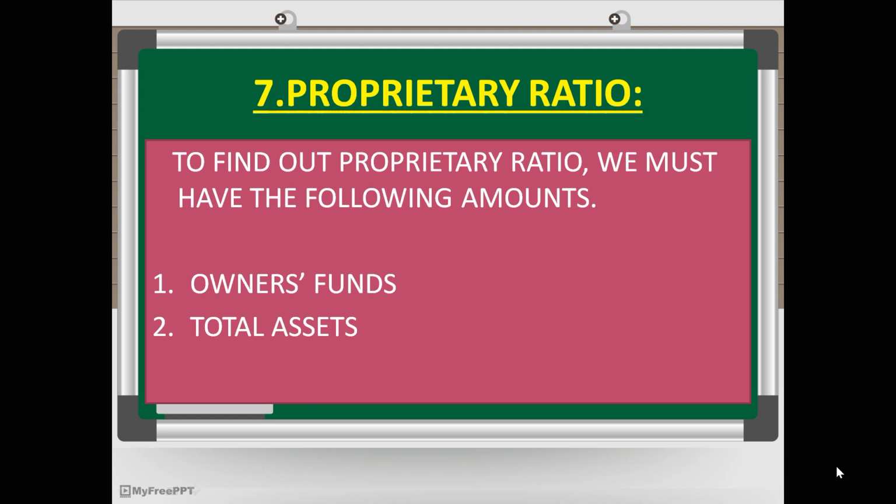Already in the previous examples, we have calculated proprietary ratio maybe 2 times or even 3 times. One more time, we will do it today. Now, you know the formula. We need owner's funds and total assets, right?